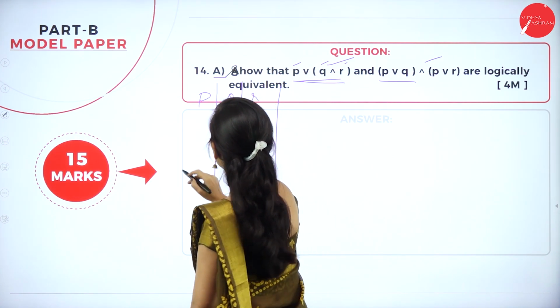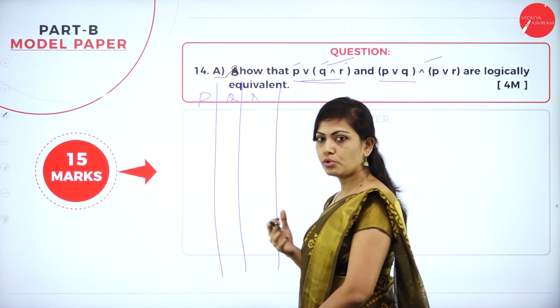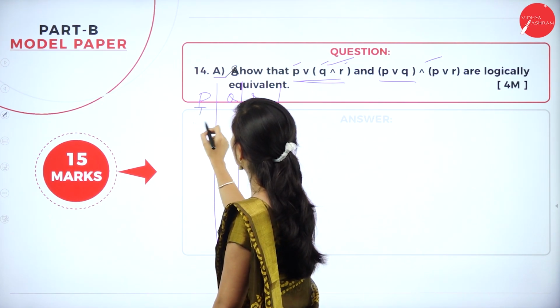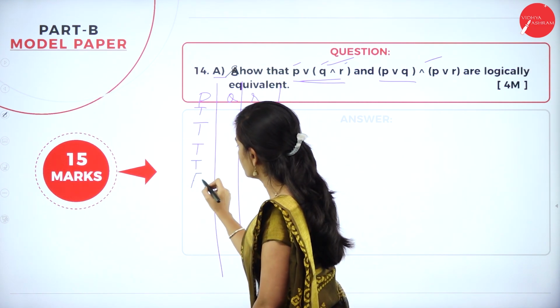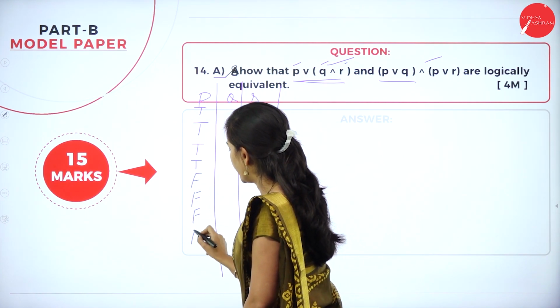So list the possibilities. So true, true and true, false. So true, true, true and true. The first 4 are true and the next 4 are false.